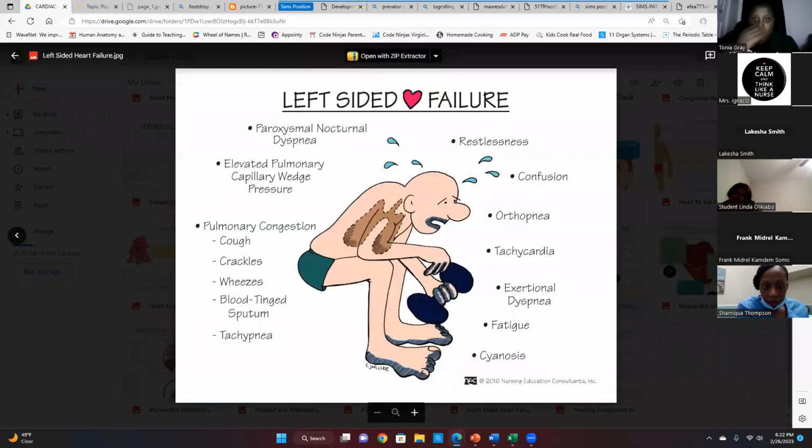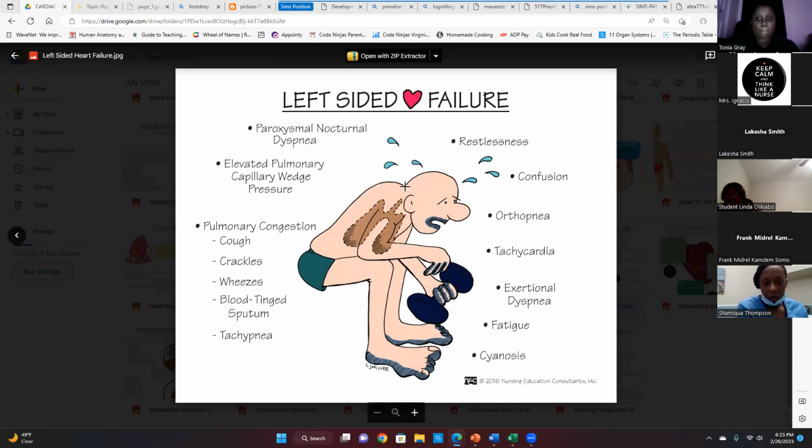So with fluid volume overload, I'm thinking congestive heart failure patient. If it's left-sided heart failure, they've got fluid volume overload, they're going to have coughs, crackles, wheezing, blood-tinged sputum, tachypnea. Not their heart rate, their breathing. Remember their breathing is 12 to 20 respirations per minute. If they have tachypnea, they're going to have more than 20 respirations per minute.